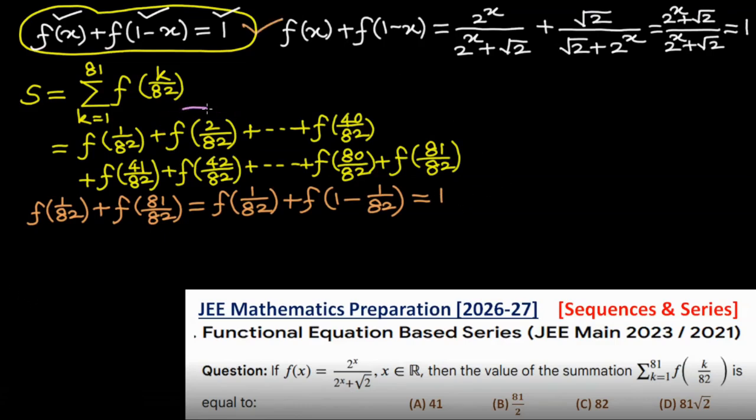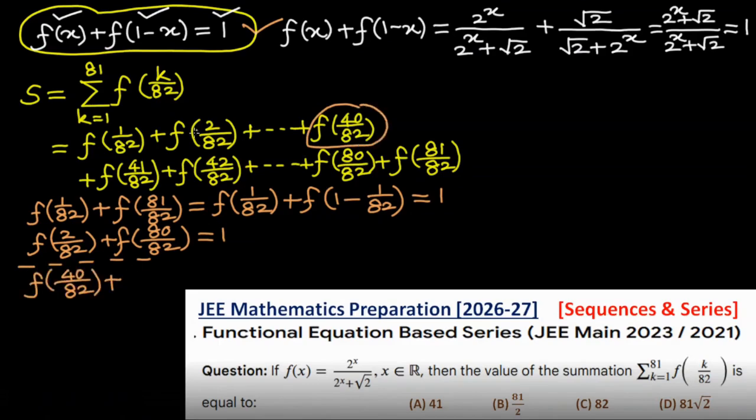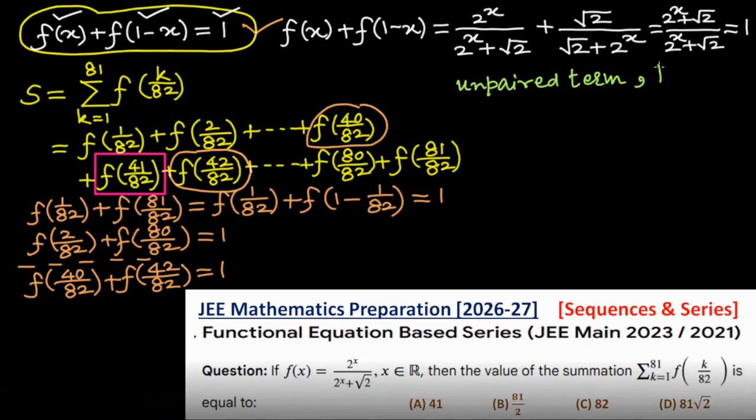Similarly, we can add the second term from the start and the second term from the last. We will have f(2 by 82) plus f(80 by 82) equals 1 as per the identity. So we can go on like that and reach f(40 by 82) plus f(42 by 82), giving us 1. So finally we are left with the middle term f(41 by 82). So we get an unpaired term when k is 41. So f(41 by 82) will be f of half.